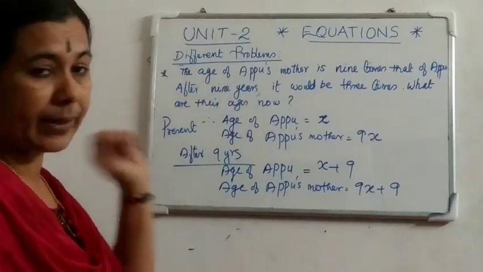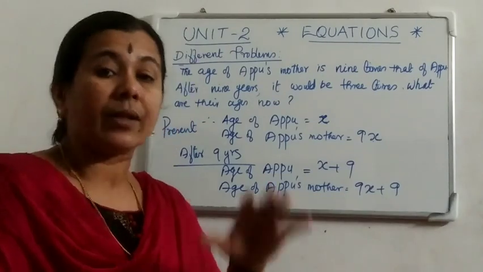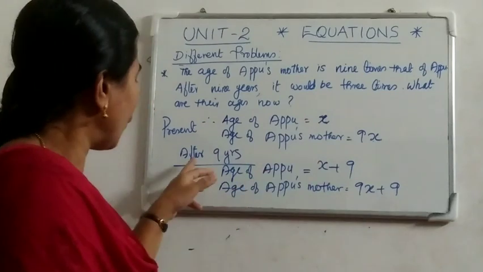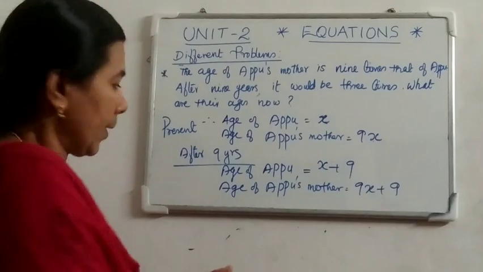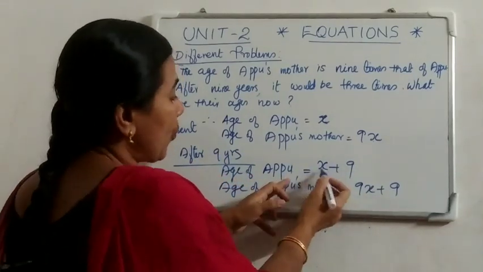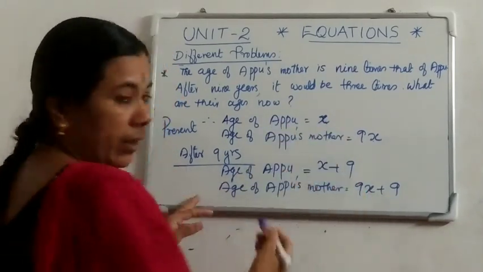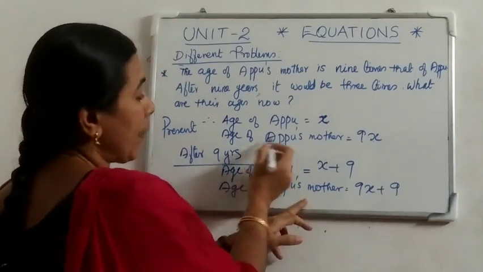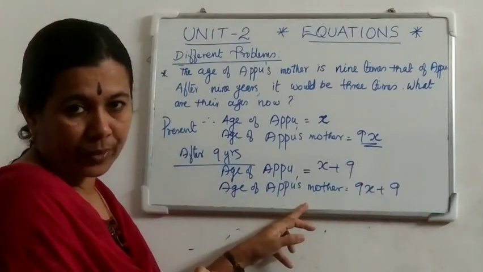Then after 9 years, you want to find out the age of Apu and Apu's mother. Then you can take the relation between both. Therefore, after 9 years, you want to write the ages of Apu and Apu's mother first. After 9 years, what will be the age of Apu? x plus 9, because 9 is increasing. Same in the case of Apu's mother. The present age of Apu's mother is 9x. Therefore, 9x plus 9. Got it.